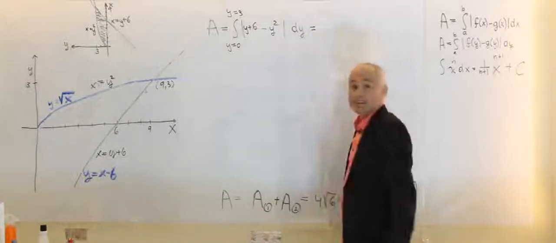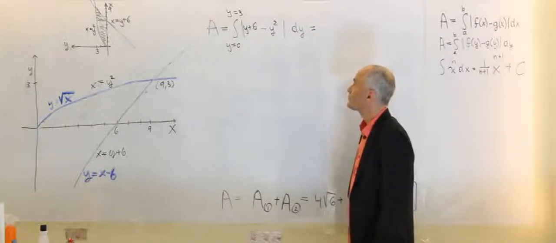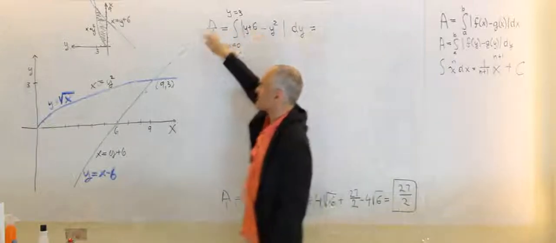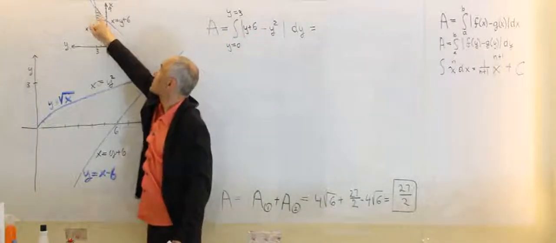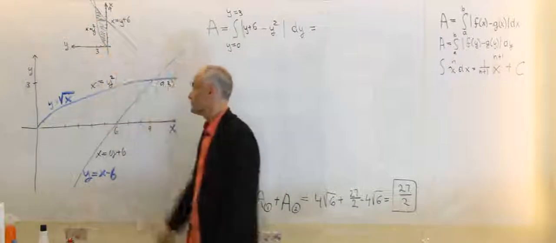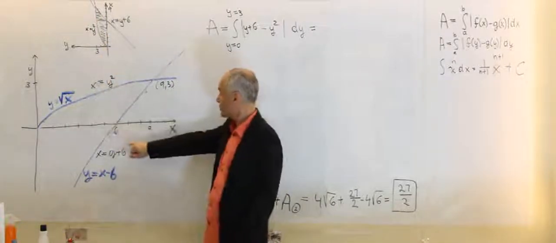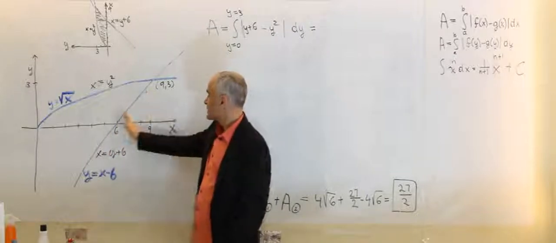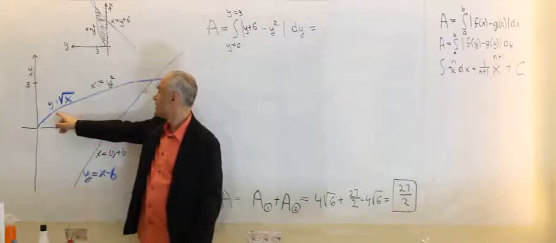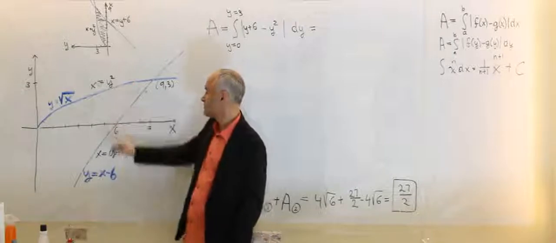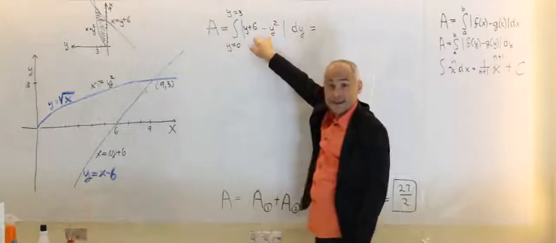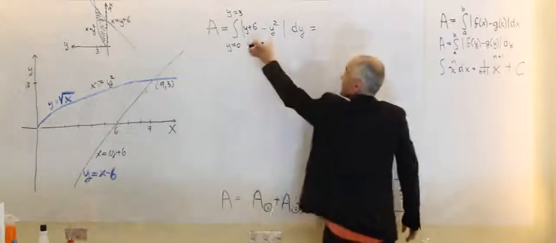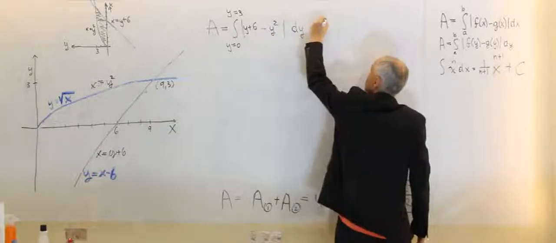So let's calculate this integral. Notice that y plus 6 in this picture is above y squared. Or if you're looking at the original picture, y plus 6 is to the right of y squared, right? So I don't need that absolute value, actually, because this quantity is positive.